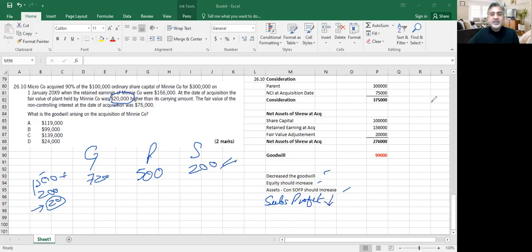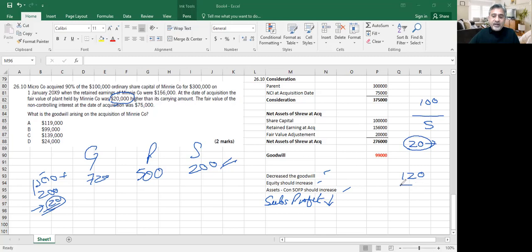Because remember, the asset was 100K. Let's suppose that the life was 5 years. So it means that the subsidiary was charging depreciation of 20,000 per year, because the subsidiary thought that the asset is 100K. Based on this knowledge, they were charging depreciation of 20K in their own income statement. But for me as a group, the asset is 120K because I'm taking 20K extra in my balance sheet.